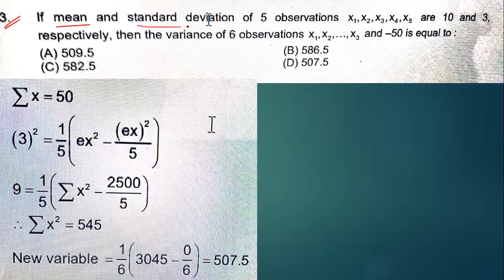The mean and standard deviation of 5 observations are 10 and 3 respectively. Then what is the variance of 6 observations? Here the five observations are X1, X2, and so on up to X5, and the sixth one, X6, is minus 50. What is the answer?